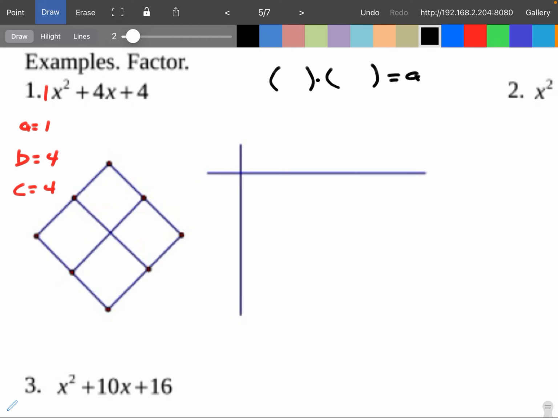All right, so then we're going to need two numbers that multiply to A times C. So what would A times C be on this one? 4. So that would be a positive 4. And then the same two numbers need to add up to B. And what's B on this one? 4. Positive 4, yep. So then what are two numbers that multiply to 4 and add to 4? Yeah, positive 2 and positive 2.